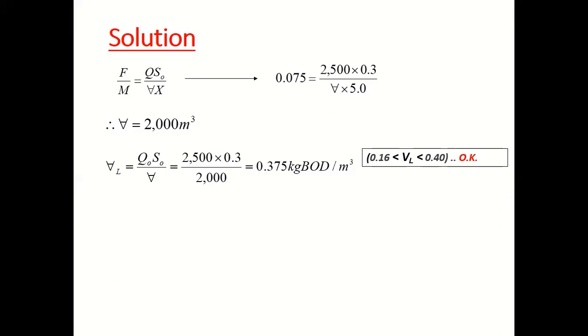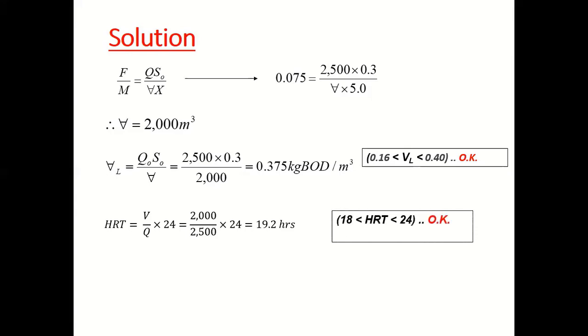If the question asks you to check whether it is suitable or not, whether it is okay or not, you have to mention it and justify your decision. A sentence like this is enough for the answer. Okay, now move to the HRT. HRT equals V over Q times 24, calculating by hours. So the HRT is 19.2 hours, and this is also okay because it is within the range from 18 to 24 for the extended aeration system.